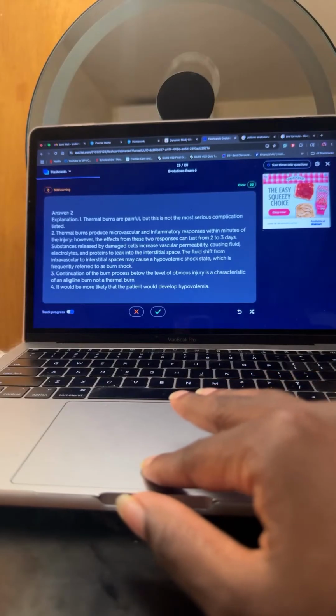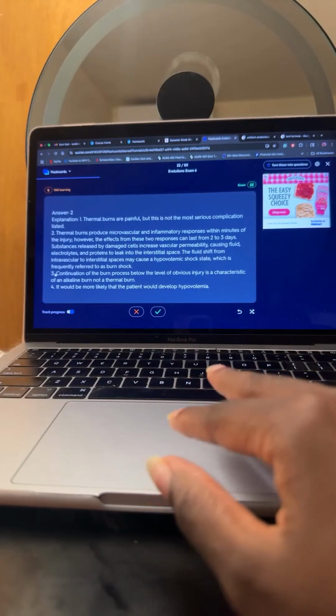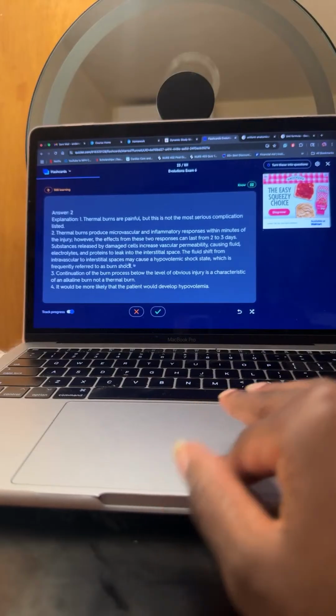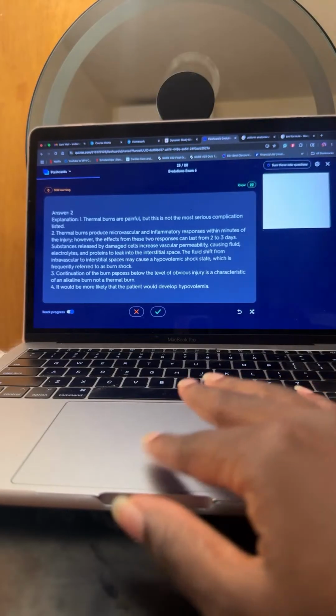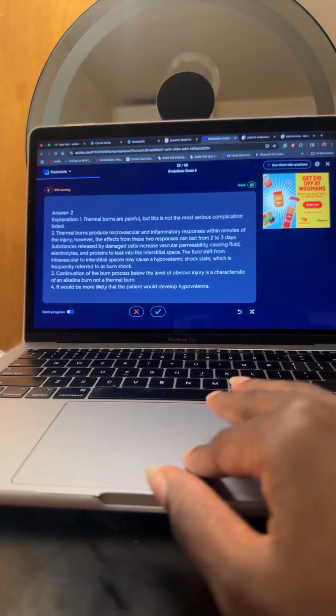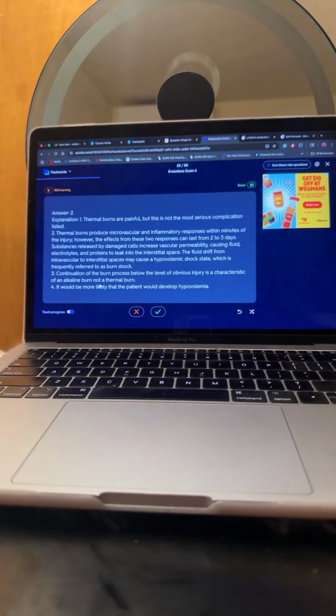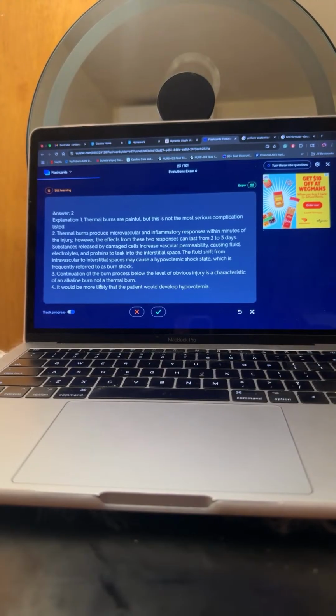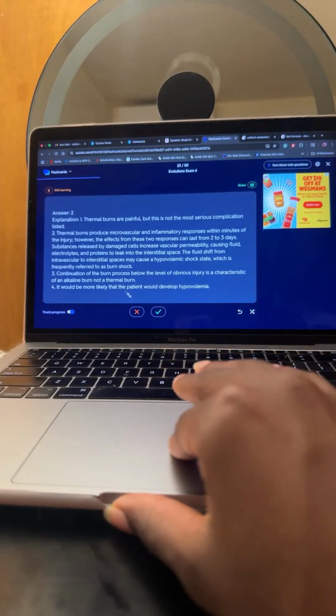Okay, this is interesting to note. Continuation of the burn process below the level of obvious injury is a characteristic of an alkaline burn, not a thermal burn, because we learned that this can happen, but my professor didn't specify in what kind of burn. But it's good to know that it's in an alkaline burn that you see more of that wound conversion versus a thermal burn. So good to know.